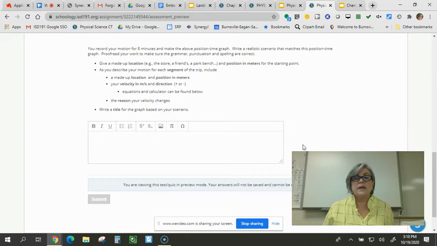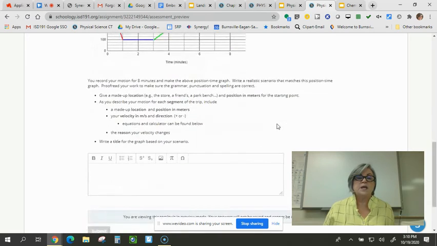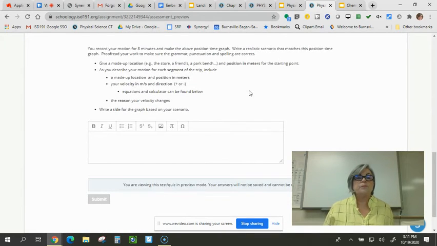To make it a little bit easier to recognize those segments, I made them different colors. So here's your starting point. This is the first segment, second segment, third segment. So tell me your destination and the position, your velocity in meters per second, and the reason that your velocity changes. So we'll assume that you're starting from a stop or from a resting position. And then write a title for the graph based on your scenario.